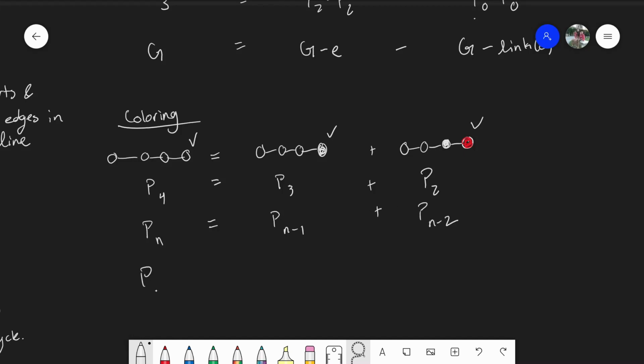Because we know that P0 is equal to 1 and P1 is equal to 2, we have just proven that, in fact, Pn is equal to the (n+2)th Fibonacci number.